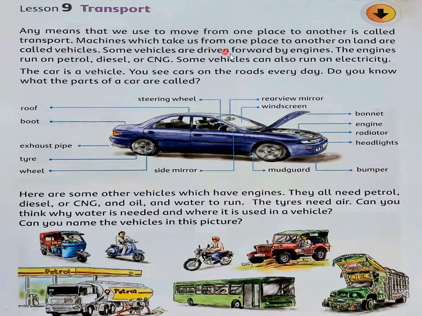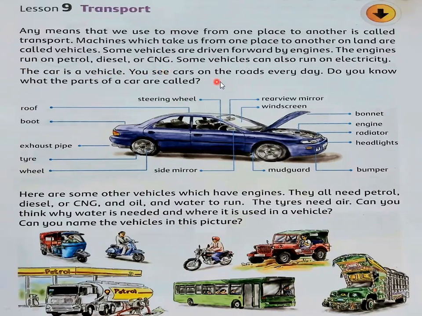Some vehicles are driven forward by engines. The engines run on petrol, diesel, or CNG. Like petrol and diesel, CNG is also a fuel for vehicles. CNG stands for compressed natural gas. Compressed natural gas. This is also fuel for vehicle. Some vehicles can also run on electricity. They use electricity.